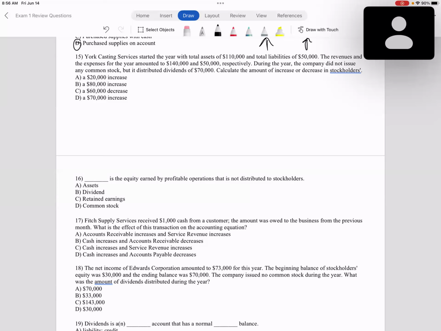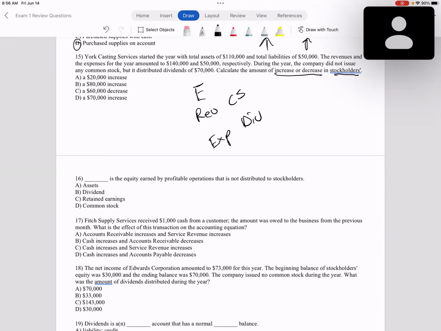Okay, so it's not asking for the total amount on this question. It's just asking for the change. And remember, equity is really only changed by four things. The equity account is increased by revenue and common stock, and it's decreased by expenses and dividends. And it's only asking for the change, right? Therefore, we don't need to focus on what our total assets and liabilities were. All we need to do is focus on what increased equity and what decreased equity.